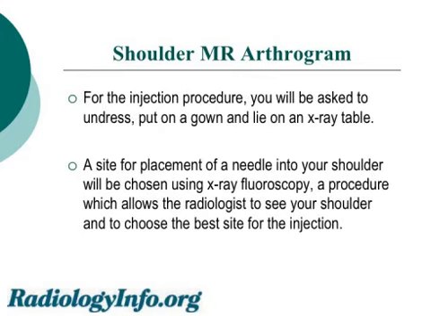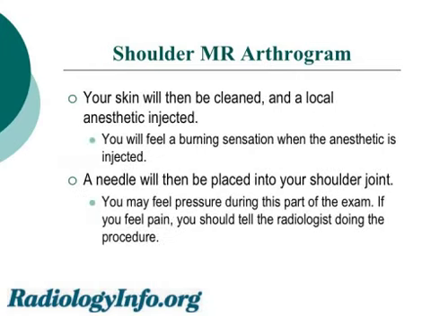For the injection procedure, you will be asked to undress, put on a gown, and lie on an X-ray table. A site for placement of a needle into your shoulder will be chosen using X-ray fluoroscopy, a procedure which allows the radiologist to see your shoulder and to choose the best site for injection. Your skin will then be cleaned and a local anesthetic injected. You may feel a burning sensation when the anesthetic is injected.